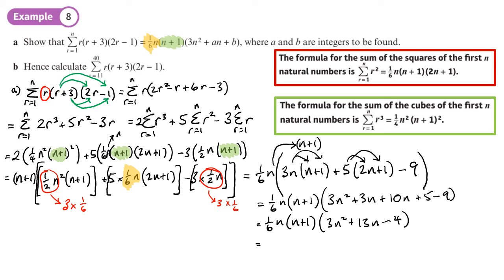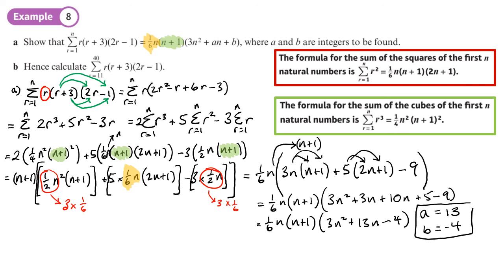Right, now hopefully that should factorize. Let's see. Oh no, it's done. It's in the right form. I thought we needed to factorize any further. Right, so in that case, we have A is 13, B is negative 4. So there's our answer for part A.